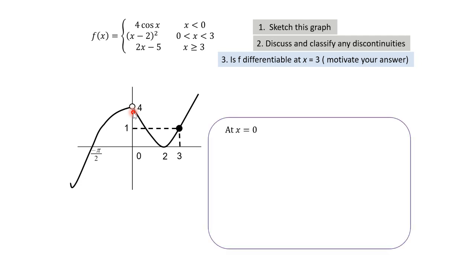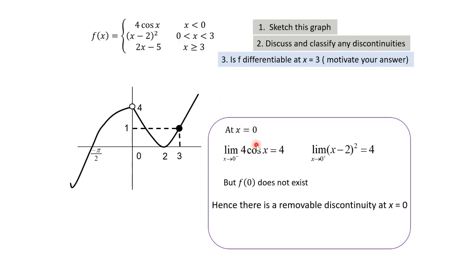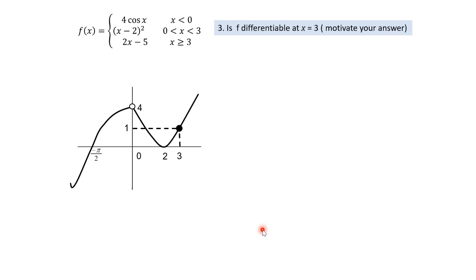I say at x equals 0, the limit from the left as x tends to 0 of the function 4 cos x, I put 0 into x's place, and I end up equaling 4. I then do the same thing from the right-hand side. I say the limit as x tends to 0 from the right-hand side, so I'm looking at the parabola. I substitute 0 into the parabola, and I get 4. But I can see that f of 0 does not exist, because it's open, or not included, and therefore there is a removable discontinuity at x equals 0. Please just be very careful when you set out these questions. Many marks get lost.